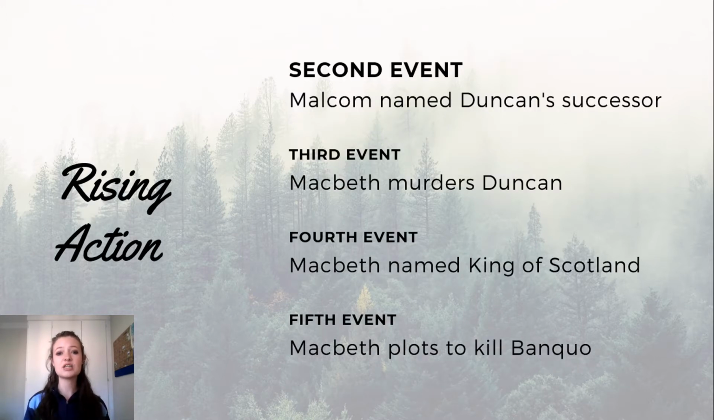The rising action that we see here, the second event after the inciting incident, is when Malcolm is named Duncan's successor. And why is this important? It's important because Macbeth was told he would be king. Now there's someone else that's being told they'll be king, and this gets Macbeth's thoughts rolling of what he should do. The third event is when Macbeth murders Duncan. The fourth event is when Macbeth is now named King of Scotland. And the fifth event is where he plots to kill Banquo.